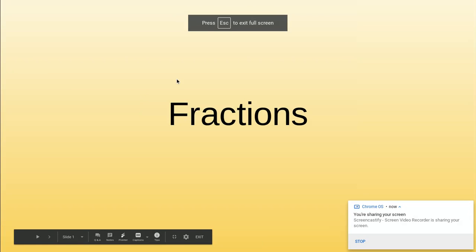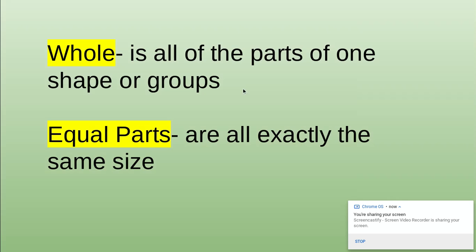Guys, we're going to get started with fractions, which is Unit 7, Chapter 8. And in our first lesson, we're going to talk about some new vocabulary to get us best prepared for learning more about fractions. So when we discuss fractions, we want to know what a whole is, right? A whole is all of the parts of one shape or group.